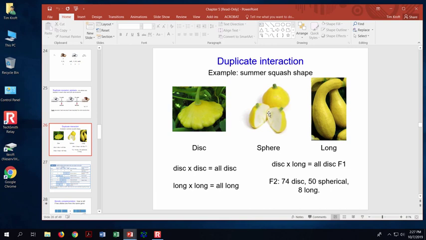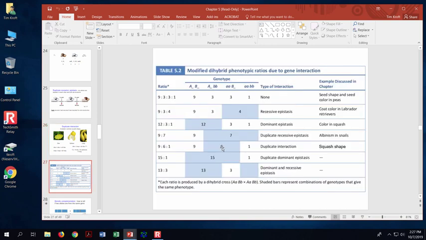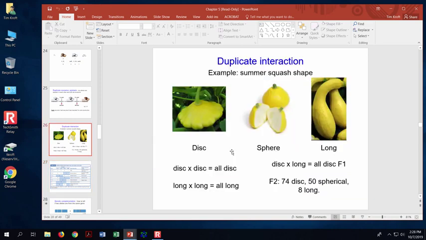How can you tell that that is not duplicate interaction? You look at the numbers. So duplicate interaction is a 9 to 6 to 1 phenotype ratio. Big, medium, and small number, right? If you cross two heterozygotes, like if you took a big A, little a here, and it was the situation I explained a second ago, what phenotype ratio of flat, sphere, and long would you get then?